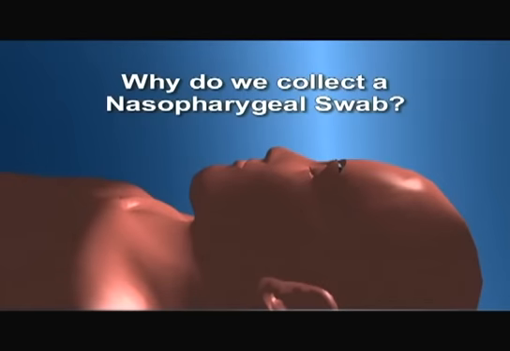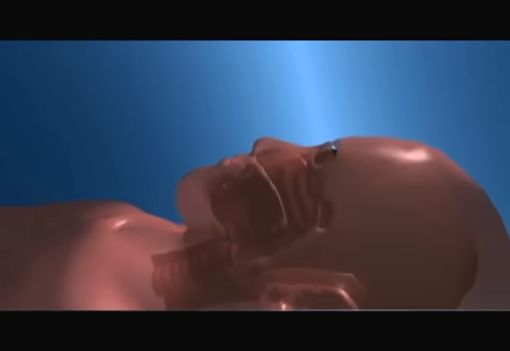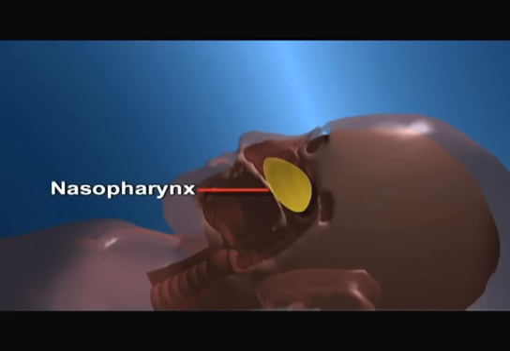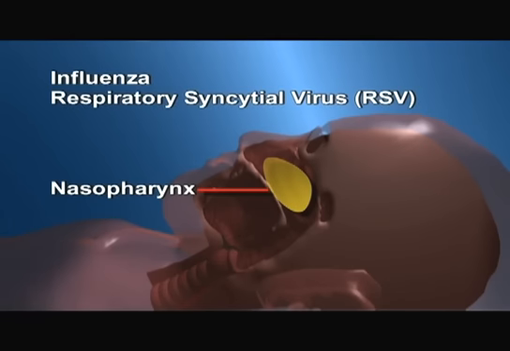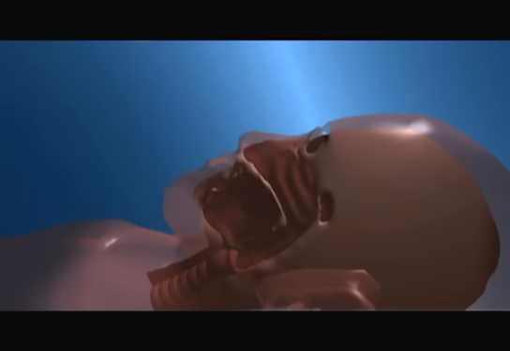Why do we collect a nasopharyngeal swab? The reason for that is that a lot of respiratory viruses and bacteria are found in the upper nasopharynx, and that's the reason we collect a nasopharyngeal swab. The nasopharynx includes the area which is shown in this diagram, and many of the viruses such as influenza, respiratory syncytial virus, parainfluenza, adenovirus, and human metapneumovirus are found in this area. Consequently, collection of a nasopharyngeal swab rather than a nose or a throat swab is more likely to test as positive for one or more of these agents.